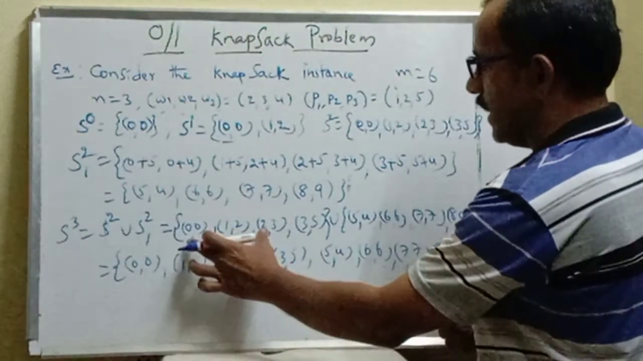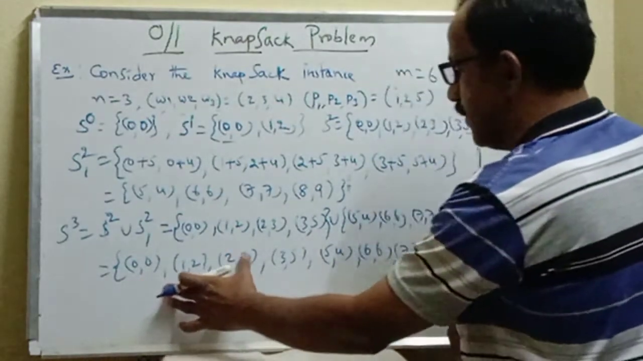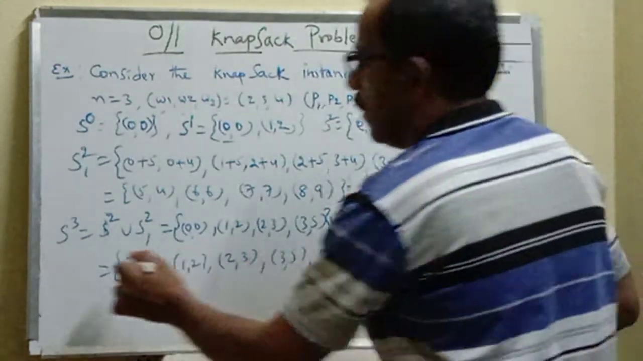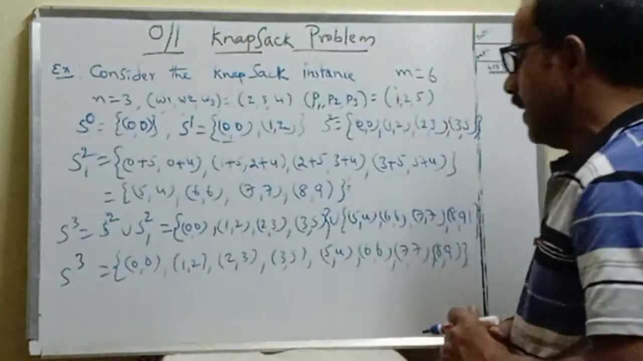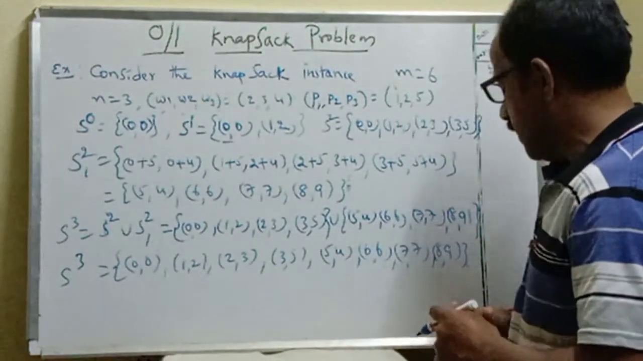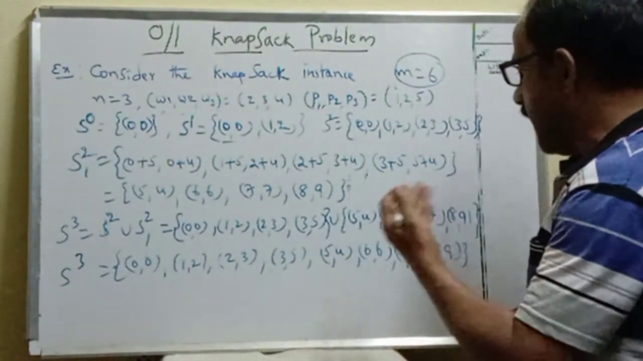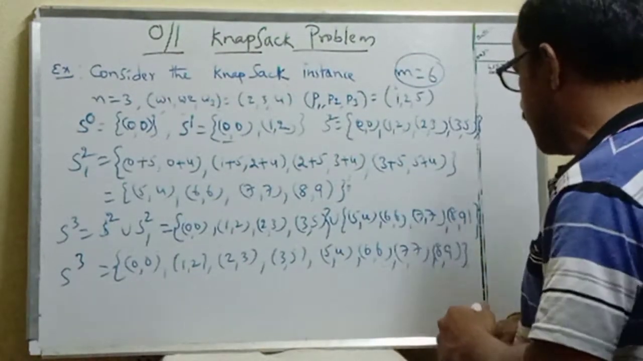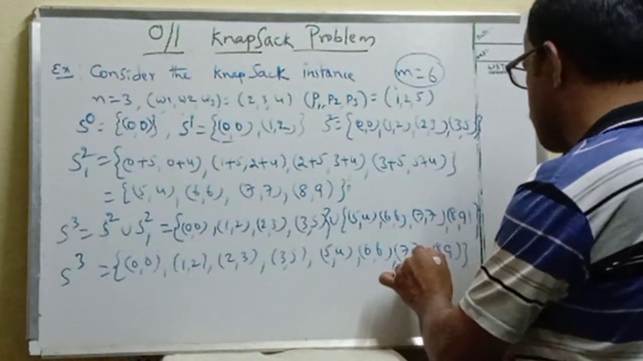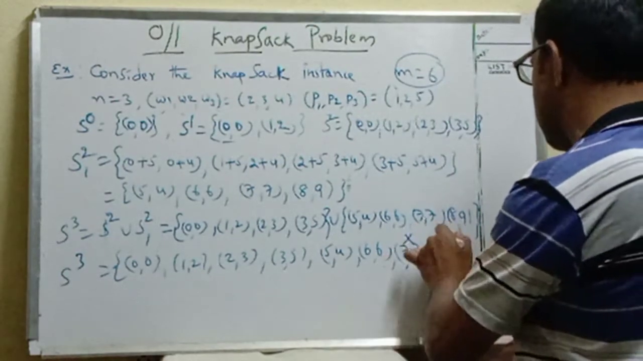What is S2? This one is S2, and S2¹ is this one. After combining, we get 0 0, 1 2, 2 3, 3 5, 5 4, 6 6, 7 7, 8 9. Now, I have already told you, once after constructing a set, apply two methods for discarding pairs. The first method: the capacity of the knapsack is 6 units. If any pair's weight is greater than 6 units, simply remove those pairs. See here, this pair's weight is 7 units, and this pair's is 9 units. So we can directly discard these two pairs.